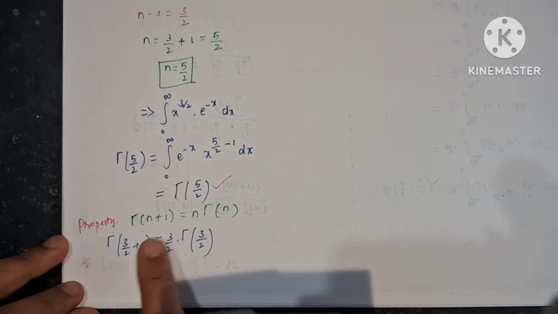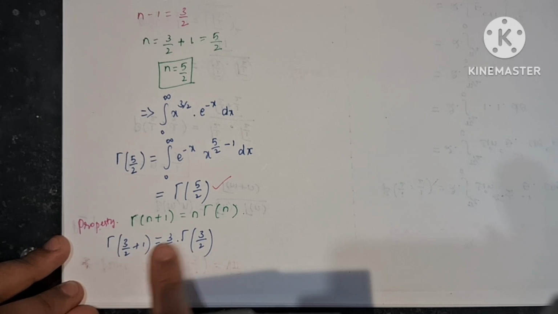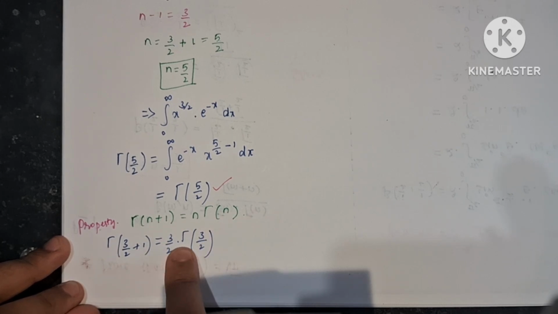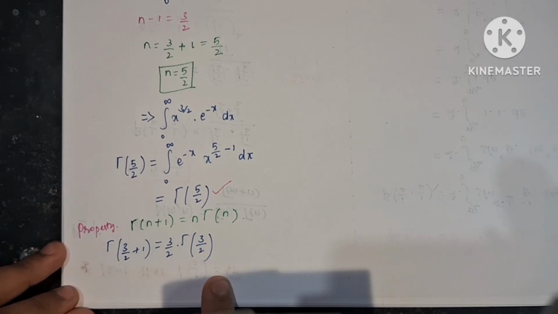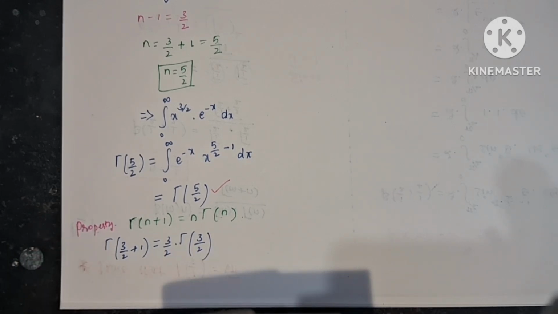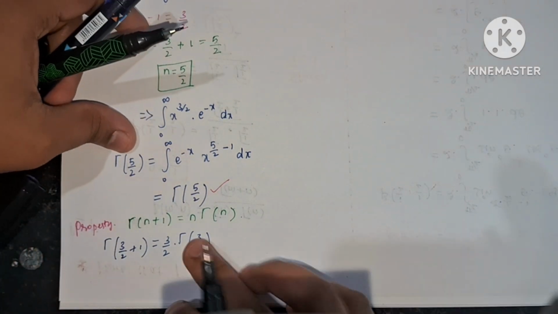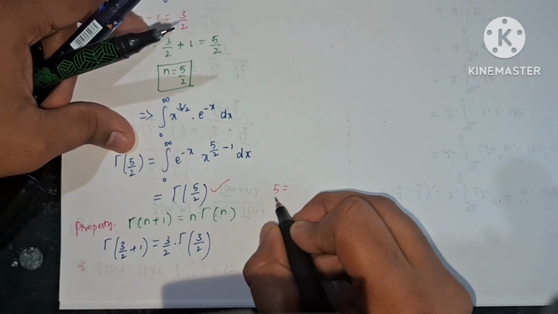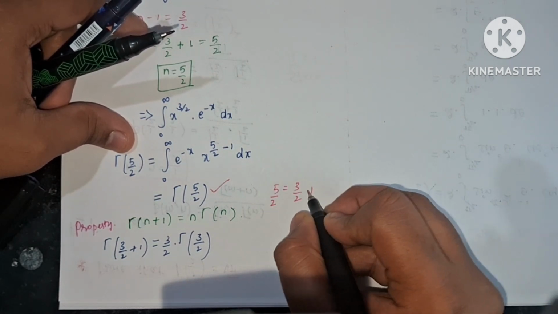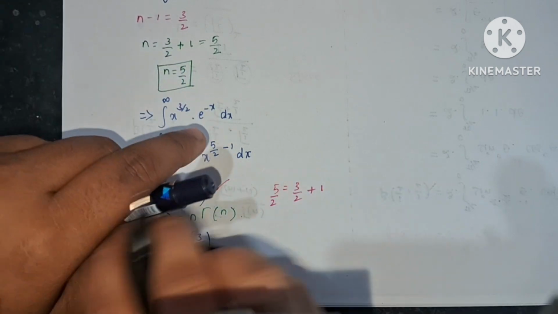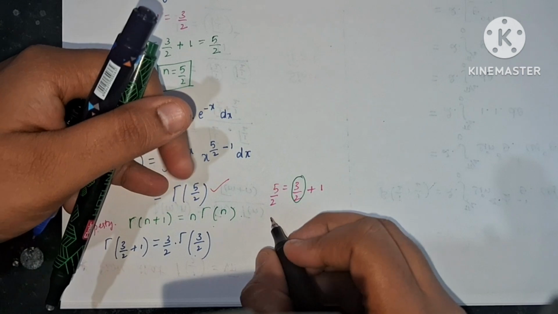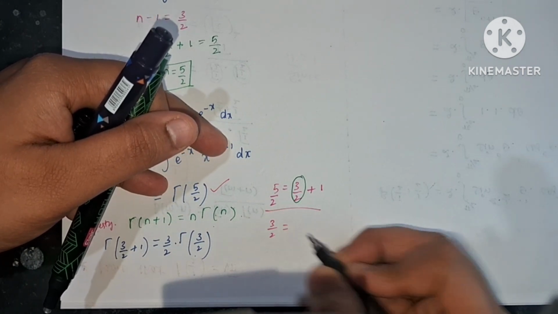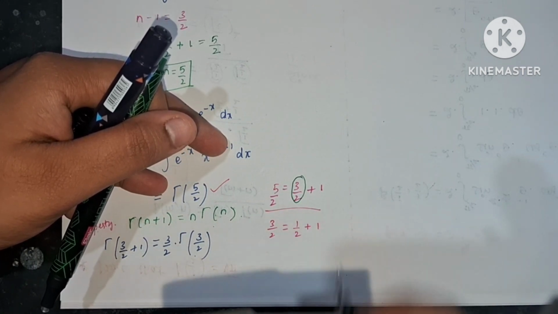So I am writing 5 by 2 as 3 by 2 plus 1. So gamma of 5 by 2 can be taken as 3 by 2 times gamma of 3 by 2. Clear? Again, I will use this formula repeatedly. Look here: 5 by 2, I represented as 3 by 2 plus 1. Now my task is this 3 by 2, which I am representing as 1 by 2 plus 1.